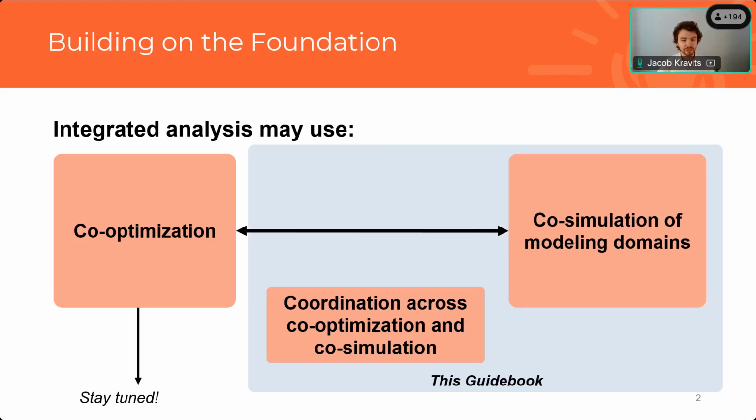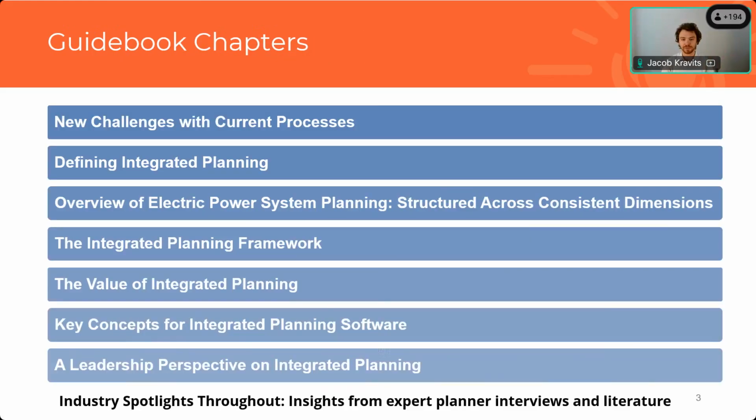So how does the guidebook do this? Right here is just a layout of the chapters. The guidebook quickly outlines the drivers of integrated planning. Then in the next chapter, it defines integrated planning using the same definition that was established in that foundations paper. But it acknowledges that integrated planning only works if planners understand their planning context. So the next chapter defines the areas of power system planning and the modeling domains within each of those planning areas across consistent dimensions.